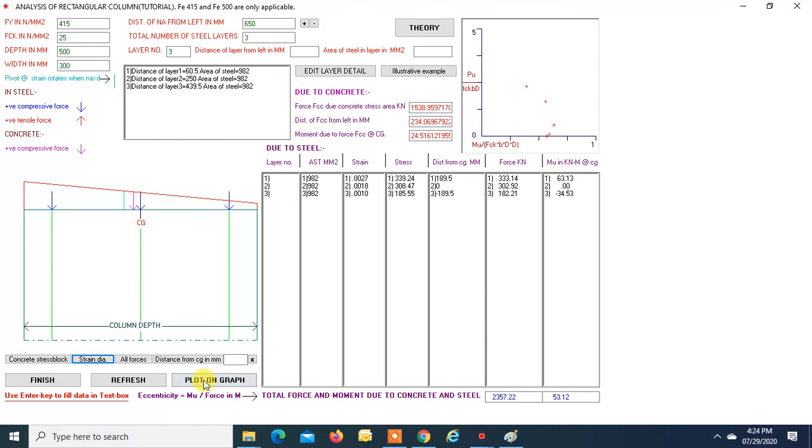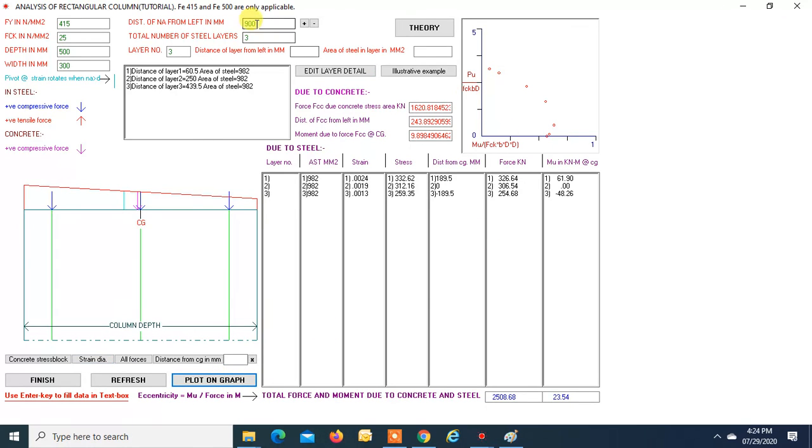So now let's plot this point. It comes out to be here, right? Now let us take this as 900. Press enter. Now we can see the complex stress diagram. Here you can see this strain is increasing, this strain is decreasing. So we get Pu, Mu, and let us plot it. So it is over here, right?